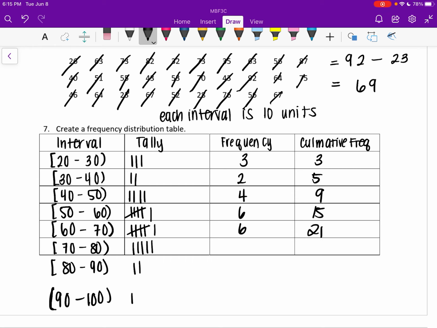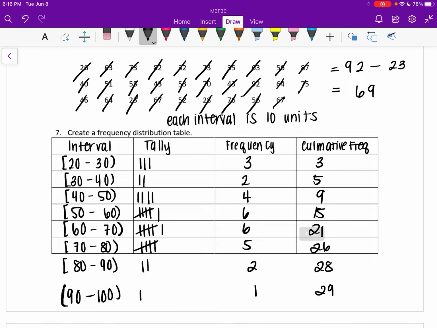And then we have 1, 2, 3, 4, 5. This should be 5, right? 21 plus 5 is going to give us 26. Right? 2, 1 plus 1 is going to give us 29, which is right because we had 29 students, right?